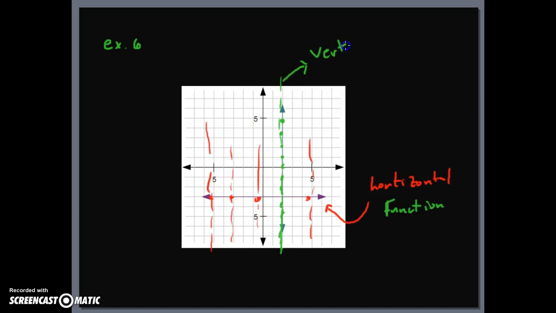The vertical line is not a function, and no vertical line will ever be a function, because vertical lines have multiple outputs for a single input.